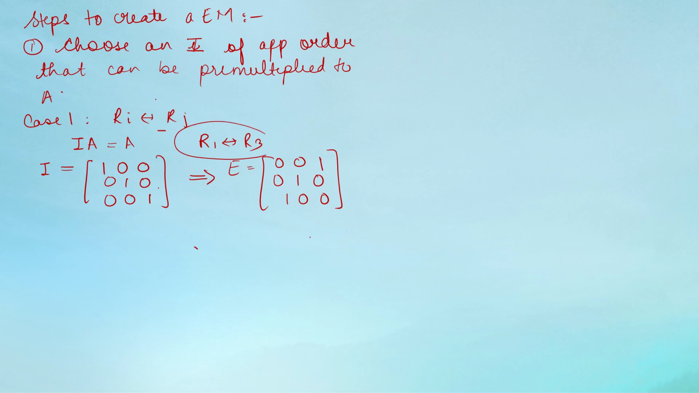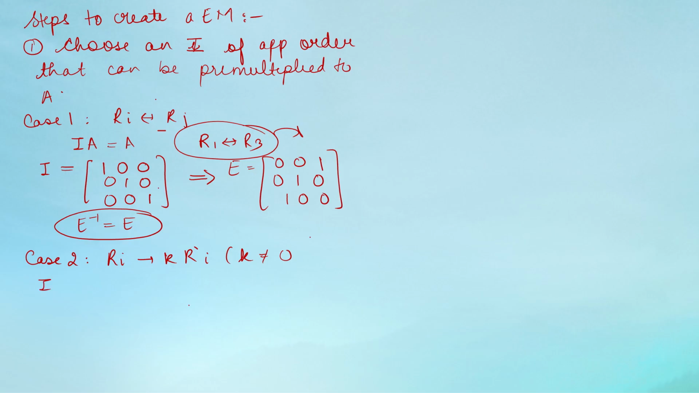Have you understood? We just applied the operation here. And another thing is when you take the inverse of this elementary matrix, you get the E itself. E is the elementary matrix. Case 2, scalar or row multiplication.